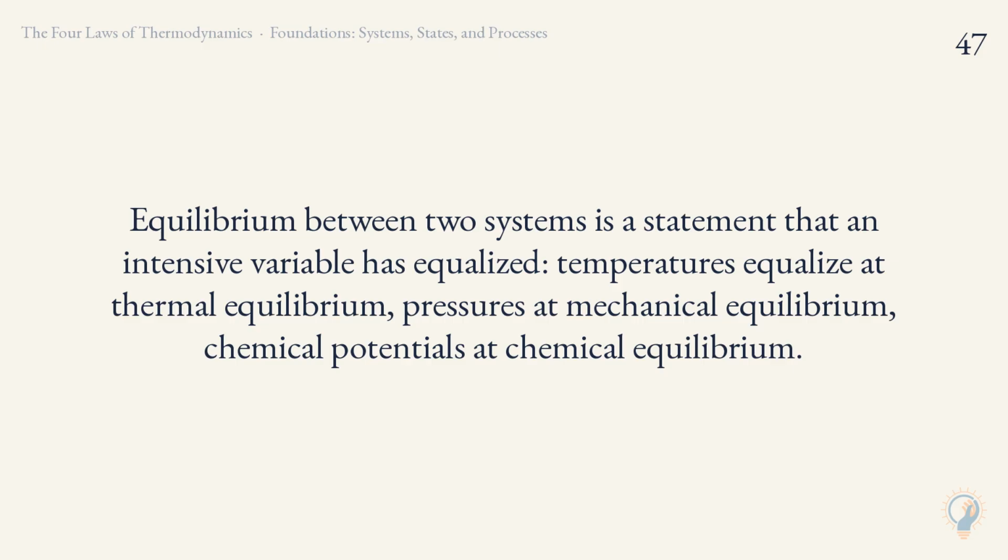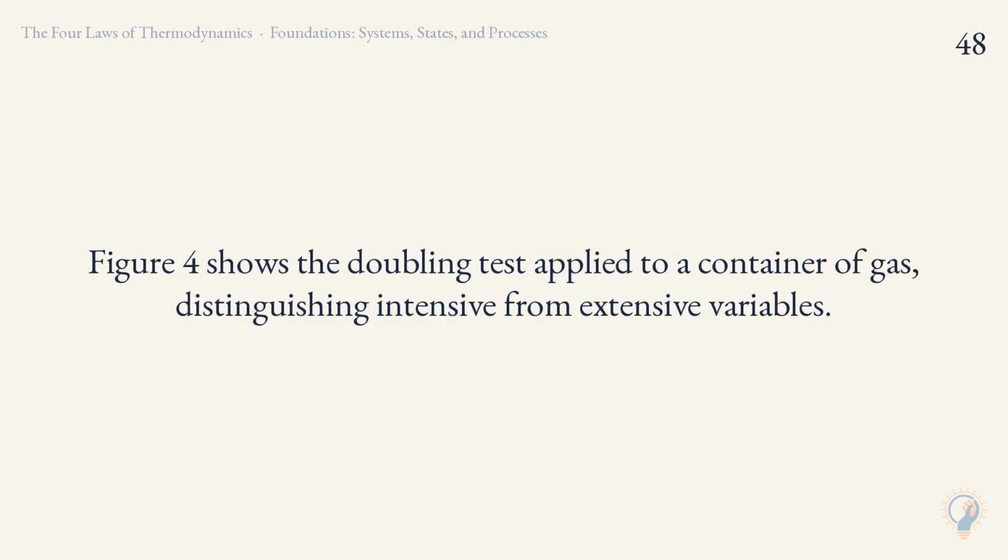Equilibrium between two systems is a statement that an intensive variable has equalized. Temperatures equalize at thermal equilibrium, pressures at mechanical equilibrium, chemical potentials at chemical equilibrium. Figure 4 shows the doubling test applied to a container of gas, distinguishing intensive from extensive variables.